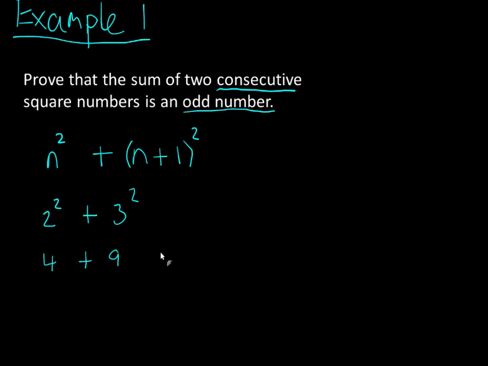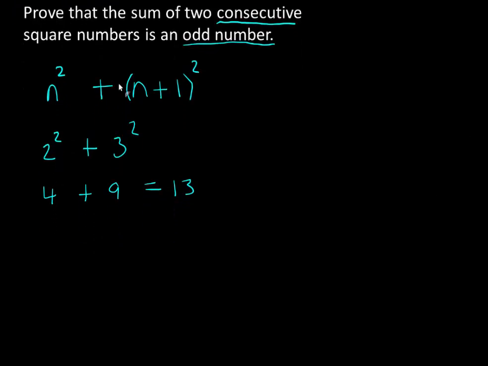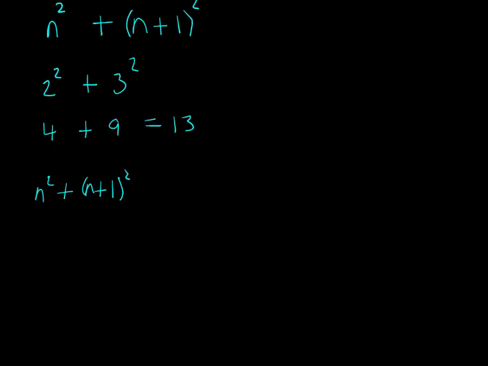And if we try that, you can see that that ends up being 13. So this works. This will end up being an odd number, but to prove it, you can't just state an example. We need to show algebraically why it works. So if we go back to that original line here, n squared plus n plus 1 all squared, well, how are we going to show that this is always odd?